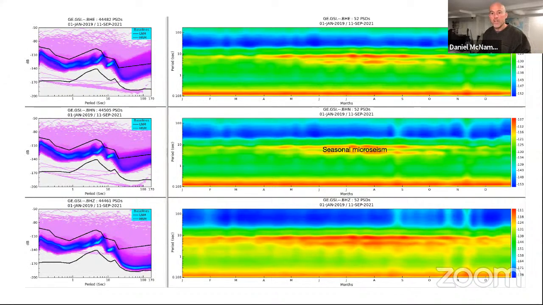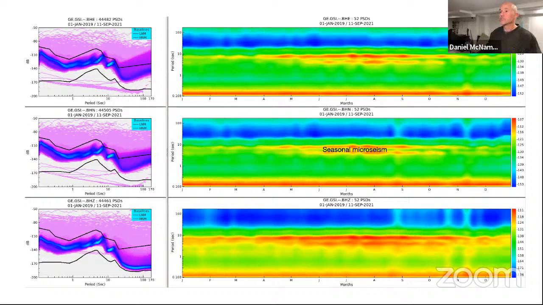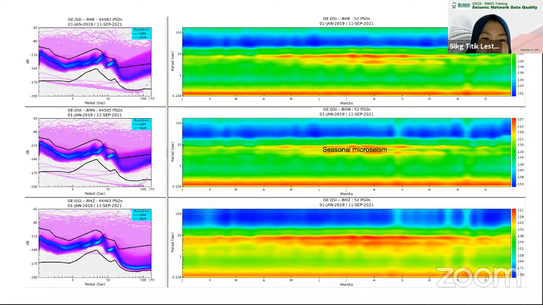What's the effect of the earthquake on these plots? Yeah, you shouldn't see any earthquakes really in the seasonal monthly plots. Okay. All right. Moving forward, that was GSI.